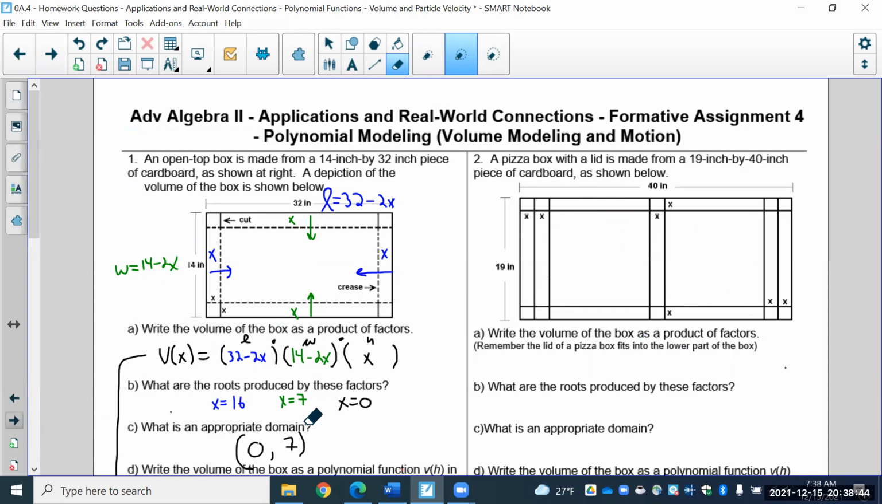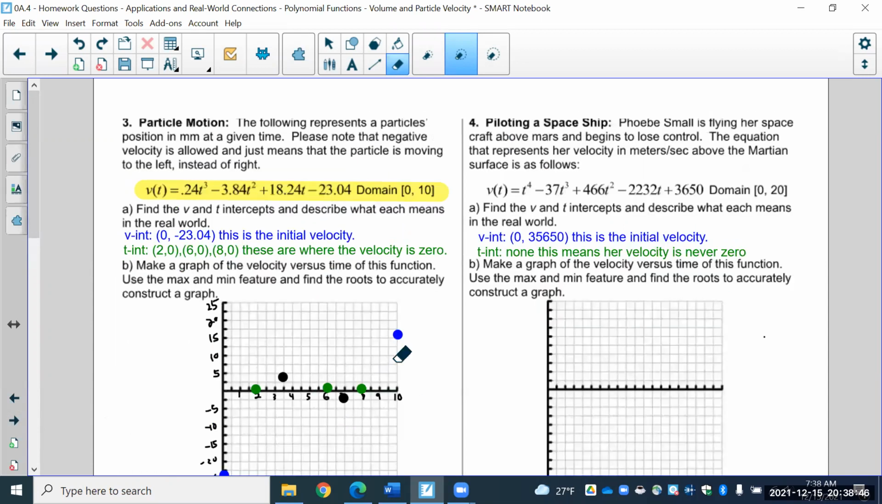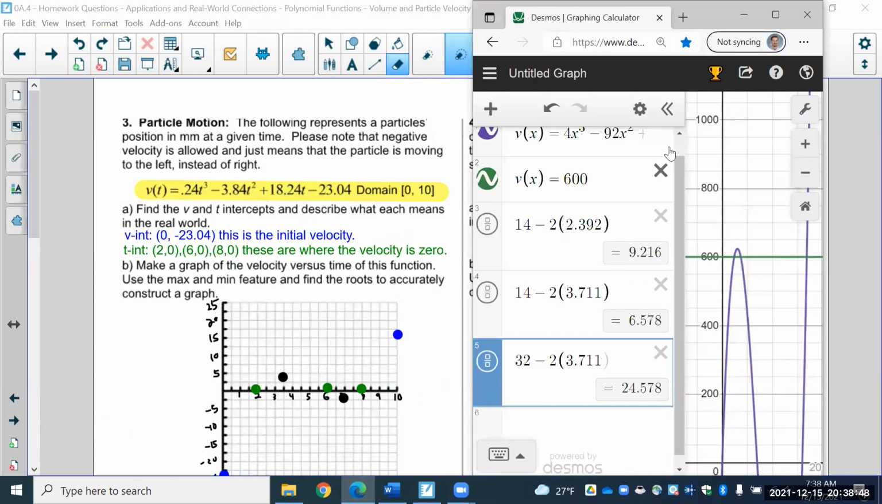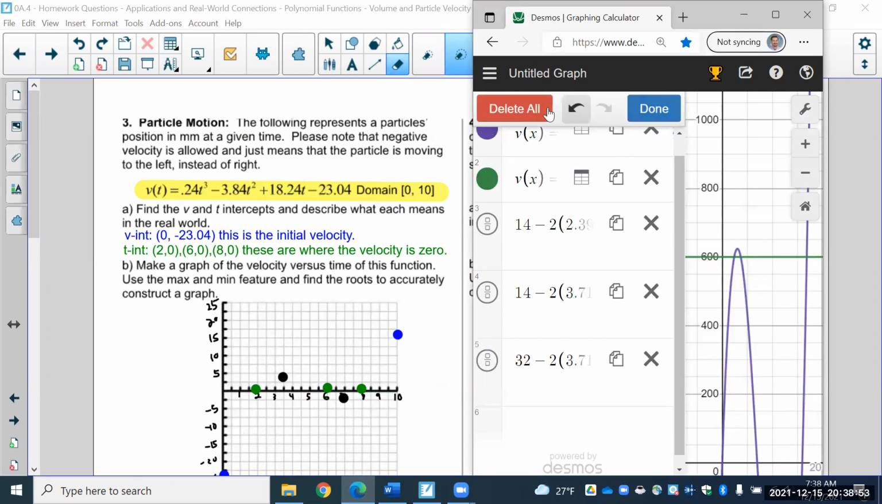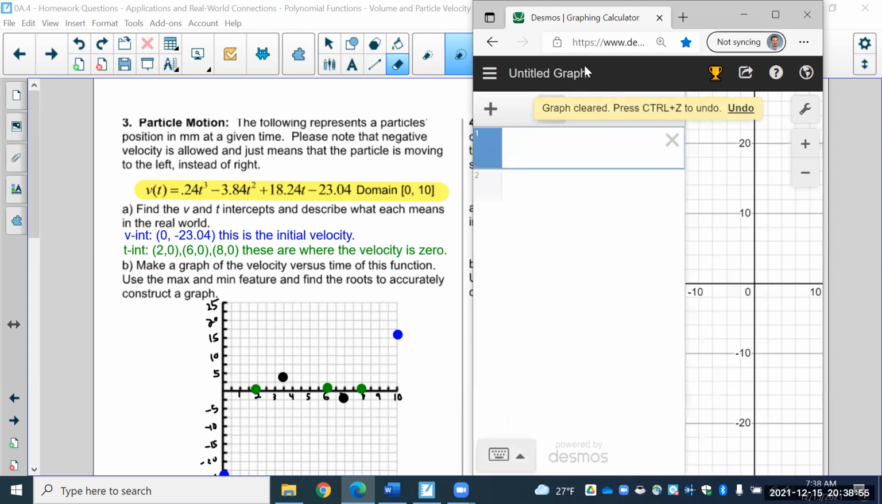On the back, we have a velocity question. The first thing you're going to do is you are going to type it in. If you want to clear this out, again, same student, thank you for the help. You can hit the gear and hit delete all, or you can do it up here by going to the web browser and it'll clear it out too. So it'll just take me a moment to type this in.